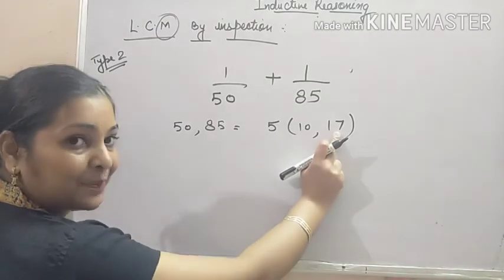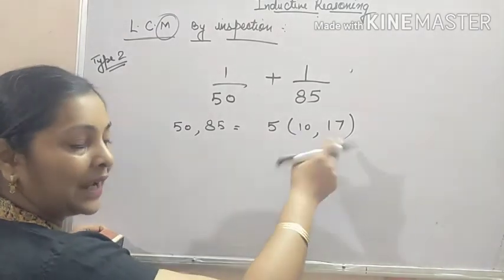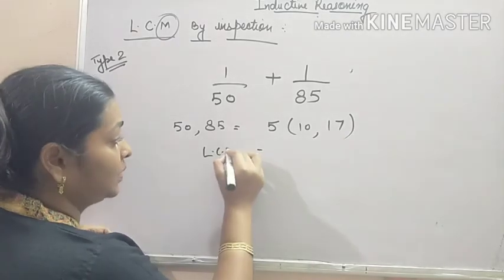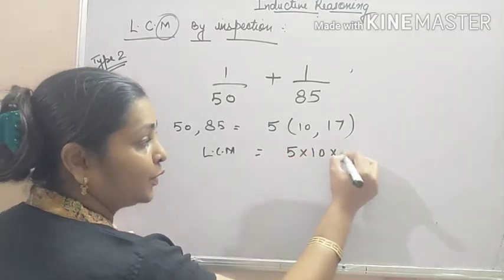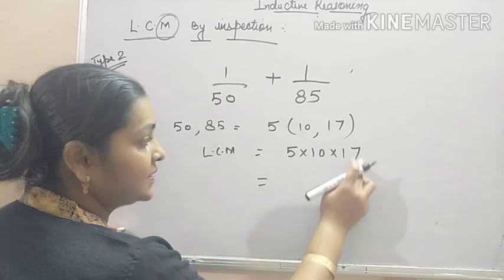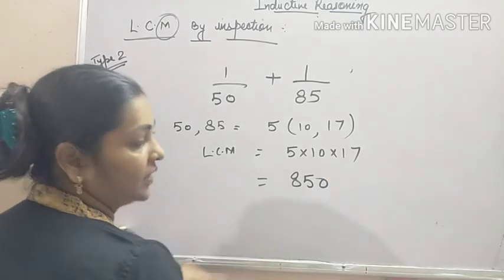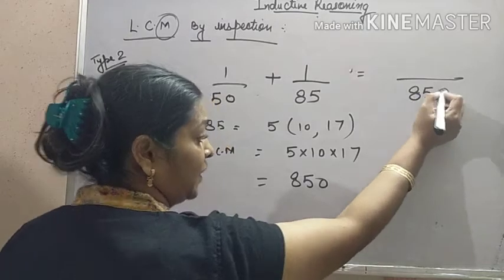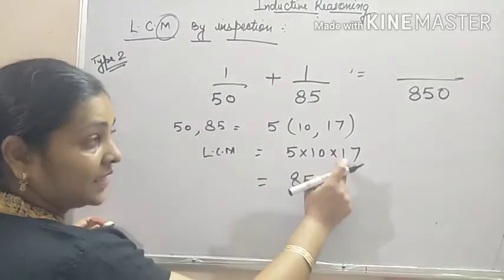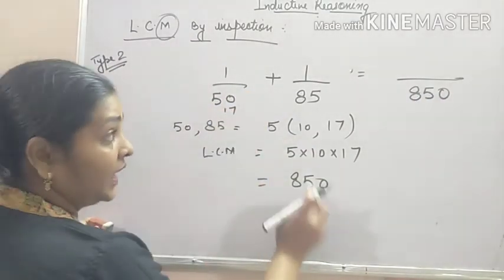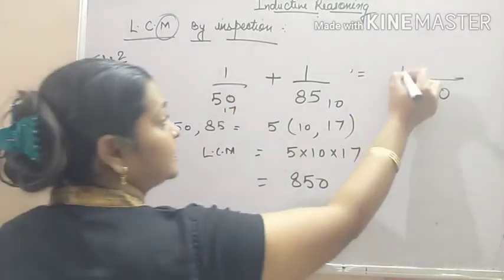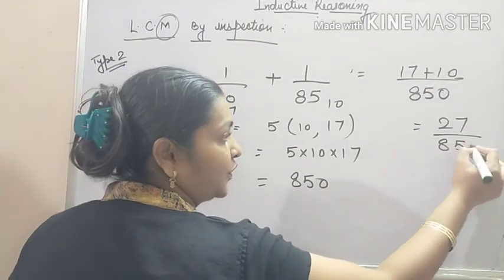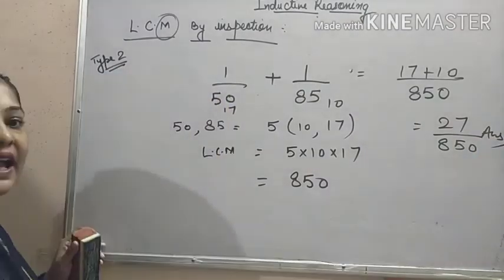Now 17 is a prime number, and you know whenever you get a prime number, it will be just the product of the numbers. So the LCM will be 5 into 10 into 17. That will be 17 fives are 85, 850. It will be 850. Now solve it. It has become very easy. 850 is there. Now 50 was there, so 17 is left. 850, 10. Multiply them. 17 plus 10, that is 27 upon 850. So easy it has become.